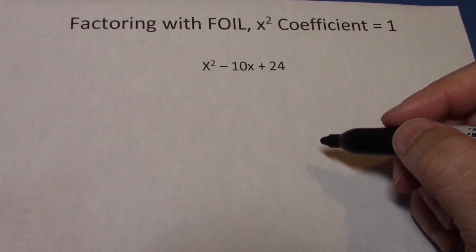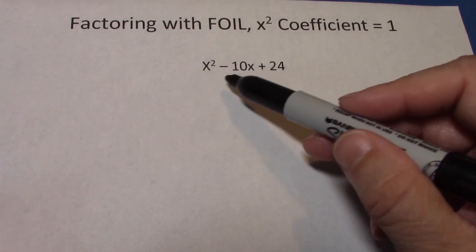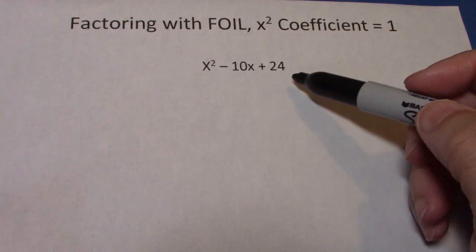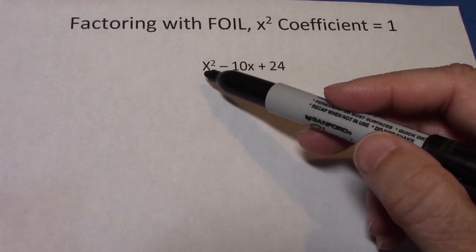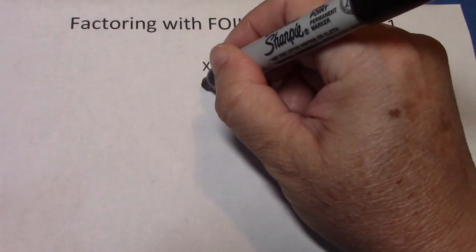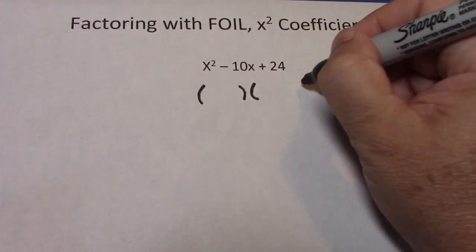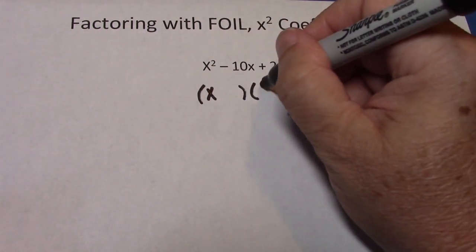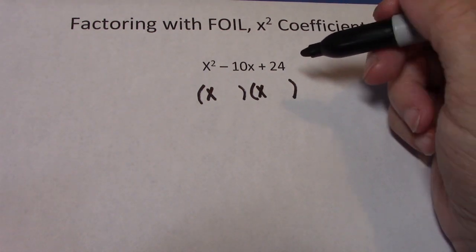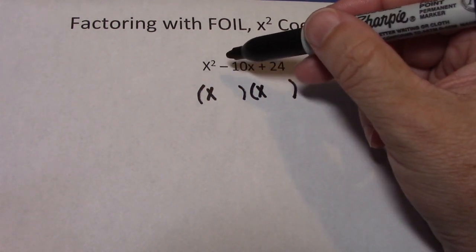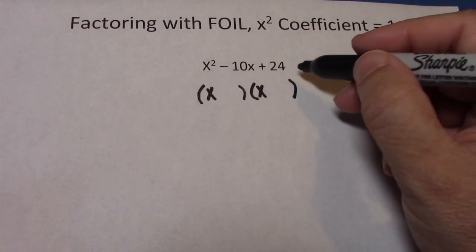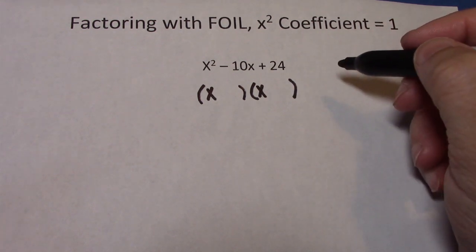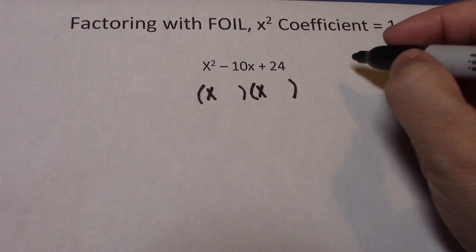How about one more example? Again, trinomial, x squared minus 10x plus 24. This coefficient is 1, and I'm going to try to break that down into 2 binomials. I always start with the parentheses, and I can start by filling in the result of the first, because x times x is going to be x squared. All right, let's look at the last. The result is going to be a positive 24.